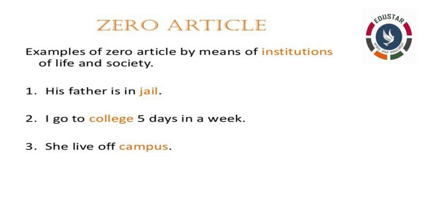Zero article with institutions of life and society. For example, his father is in jail. I go to college 5 days in a week. She lives off campus. The words which represent institution and society are jail, college, campus. So you should not use any articles before that.